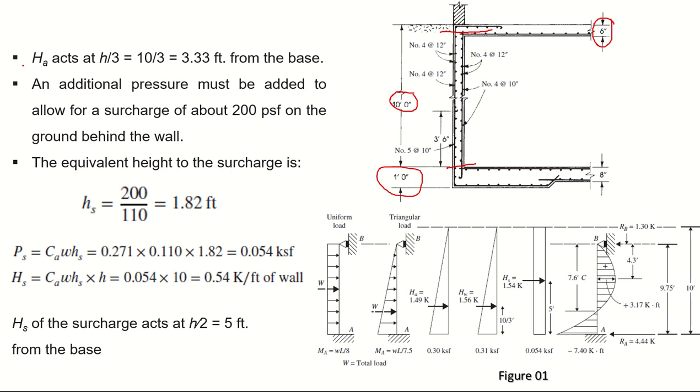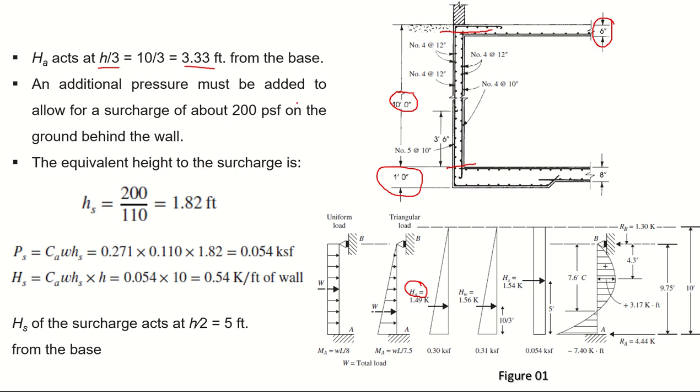Now HA acts at H by 3, as I already told you, because it is a triangle. You can see here that HA is 1.49, and it is acting at 1/3 of the distance from the base. So the lever arm of HA is 3.33 feet from the base.